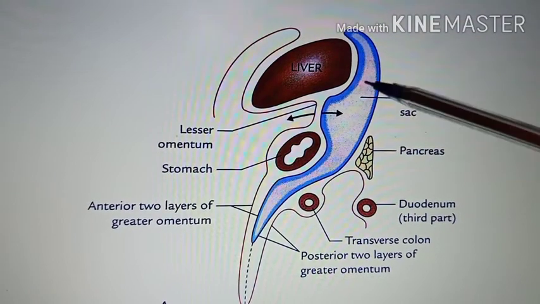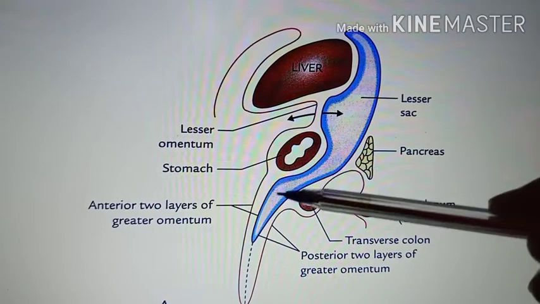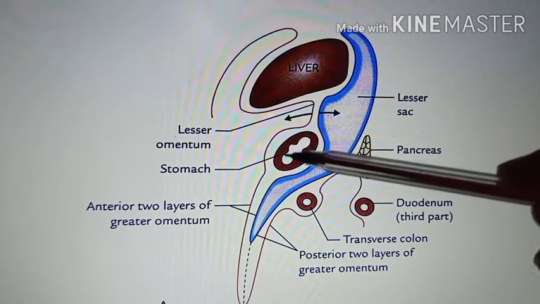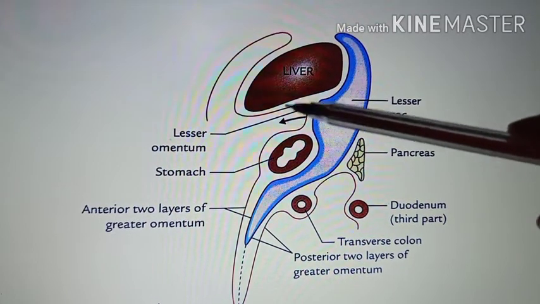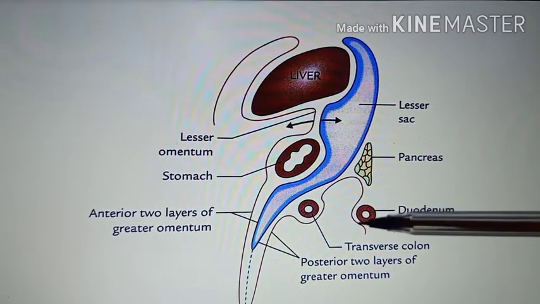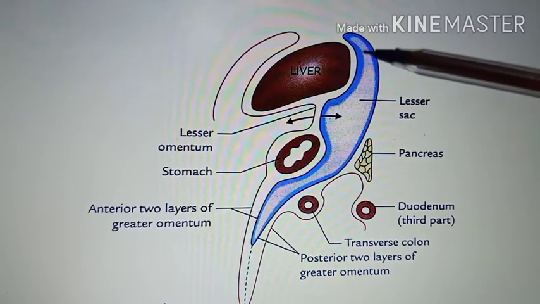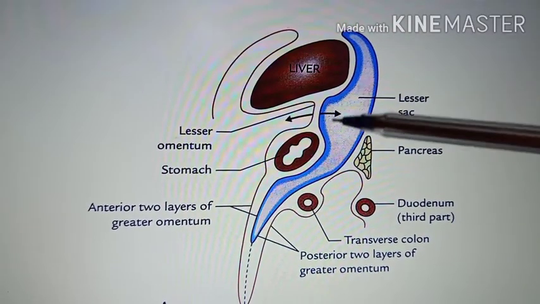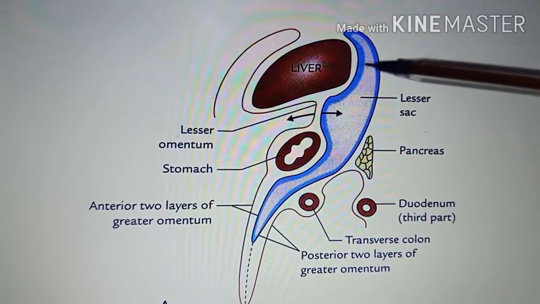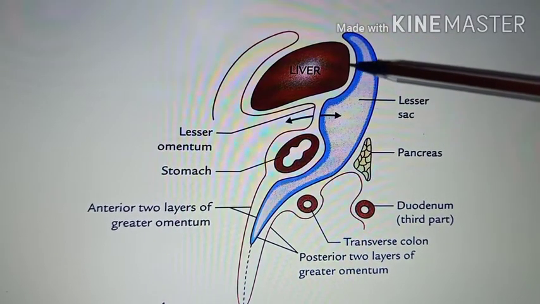Coming to the boundaries of the lesser sac. The lesser sac is having anterior wall, posterior wall, then the margins: upper margin, lower margin, right margin as well as the left margin. So now coming to the anterior wall. What you're seeing in this picture is the lesser sac. Here this is the stomach, this is the liver, then this is the transverse colon, then third part of duodenum.